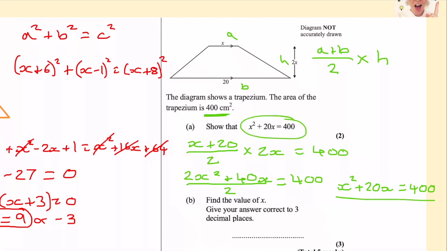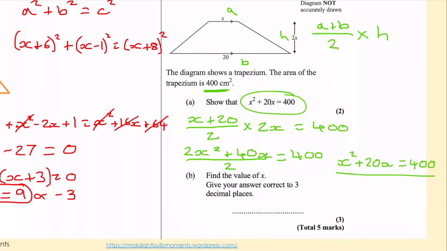Okay, so it's nice and simple as long as you've remembered your formula. Then it says find the value of x, give your answer correct to 3 decimal places. What is this a hint of? 3 decimal places. Formula. Okay, we've got to use the formula. We've got to do something first to our equation. Can you tell what we've got to do? Yeah, subtract the 400 to make it into the right format. Minus 400 equals 0.